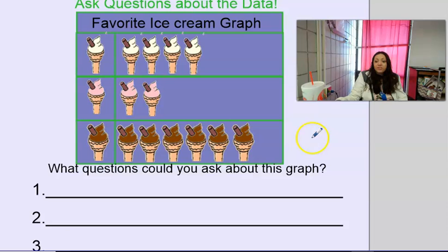This is a little bit different. They want us to think of what kind of questions you could ask about this graph. So let's think of some of the questions we could ask. We could say, which type of ice cream has the most votes? And what would that be? Chocolate, very good. Which type of ice cream has the least votes? That's right, strawberry. How many more vanilla has than strawberry? That could be one of the questions. So sometimes they might want you to come up with your own information.